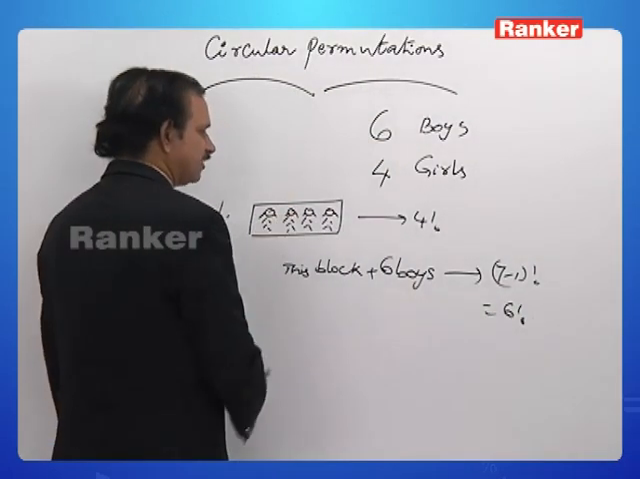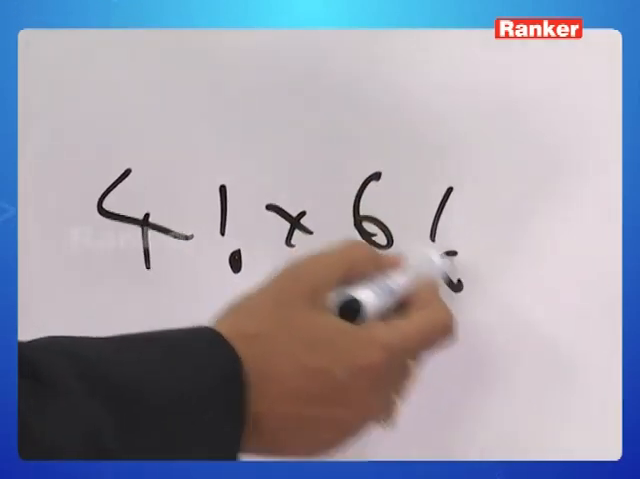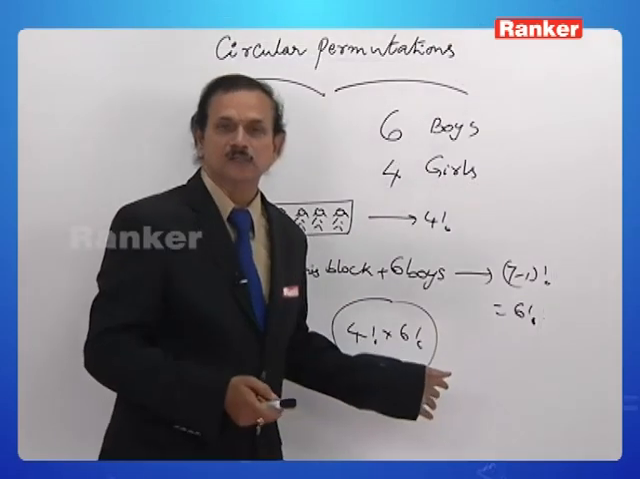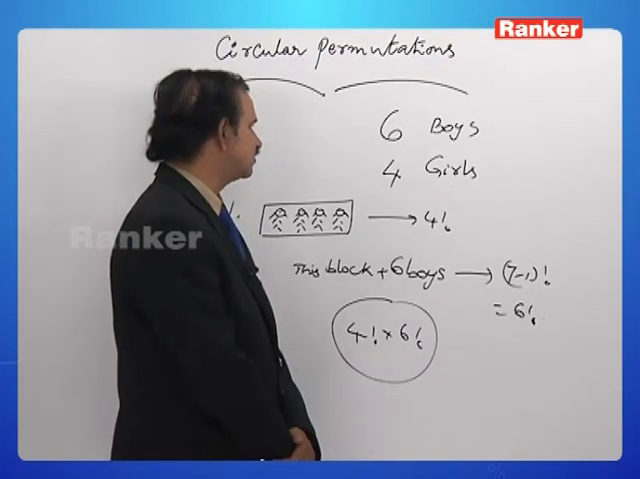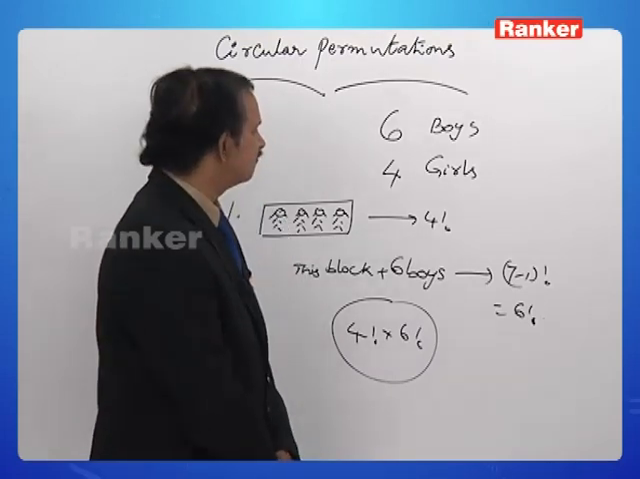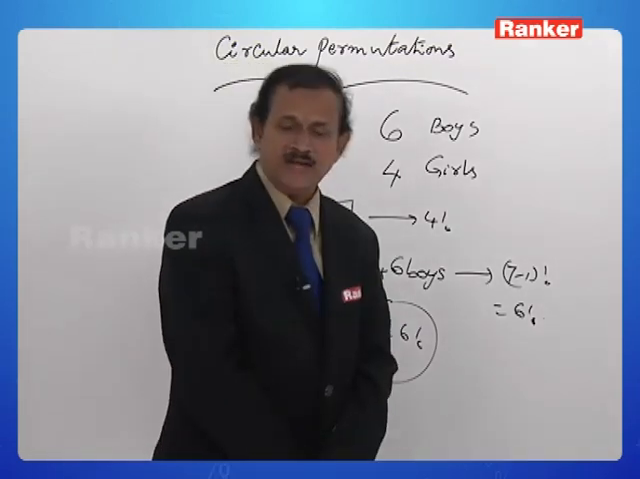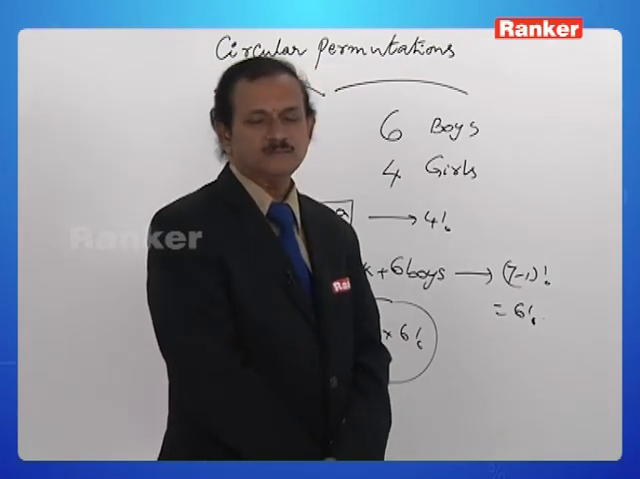This is the first piece of work. This is the second piece of work. As a total, the total number of ways is 4 factorial into 6 factorial. This is the number of ways of arranging 6 boys and 4 girls in a circle such that all the 4 girls sit together. By keeping this in mind, you can answer any such question immediately.